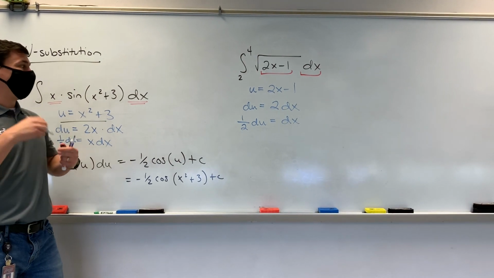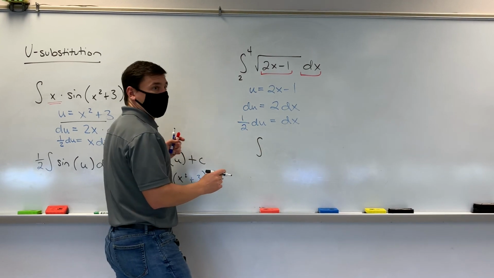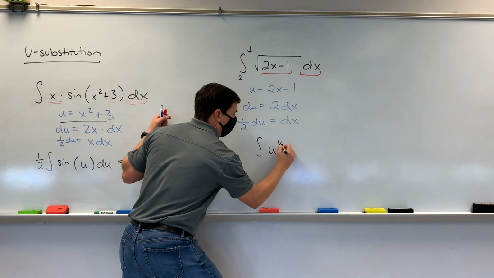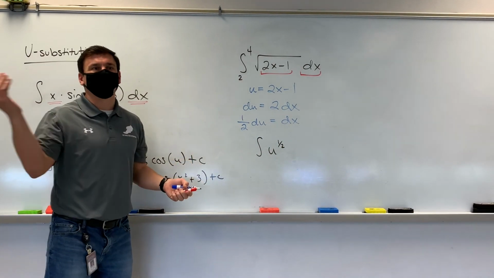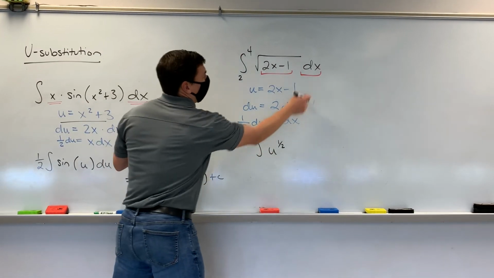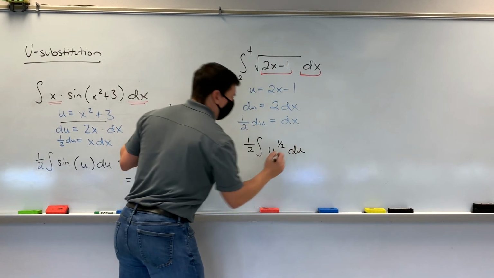Okay, let's make the substitution. The integral of, I'm going to do a 2 for 1. I'm going to put u in here, but I'm also going to rewrite this with a fractional exponent because I know that's what's coming, right? I'm going to have to add 1 and divide. I know that's how I'm going to have to rewrite that square root. dx is out, 1/2 du in the mix.